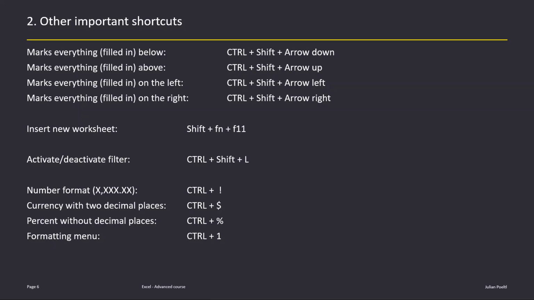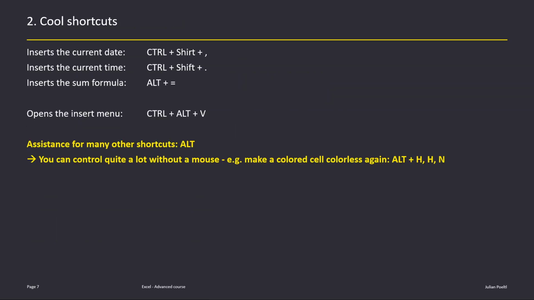For the number format with thousands delimiter and two decimal places after the comma or the point, click Ctrl Shift exclamation sign. For currency with 2 decimal places, click Ctrl Shift dollar sign. For percentages without decimal place, click Ctrl Shift percentage sign. And for opening the formatting menu, click Ctrl 1.